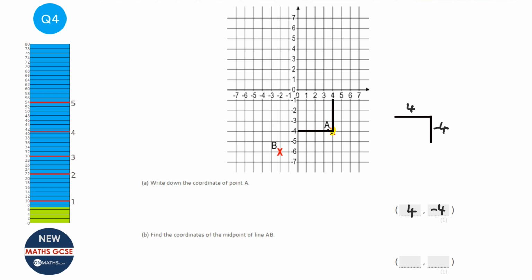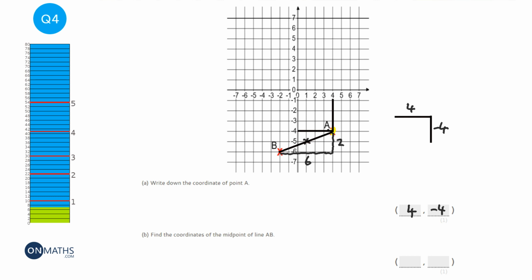Okay, now it says find the coordinates of the midpoint of line AB. So let's have a look at line AB. So we're going here to here. And it's useful to draw line AB. Now line AB just means the line from A to B. Now if you have a look, we have to go down 2. We go across 1, 2, 3, 4, 5, 6. So we go down 2 and left 6, don't we? Because we're going from A to B. So that means the midpoint will be down 1 and across 3. And you can see it here.